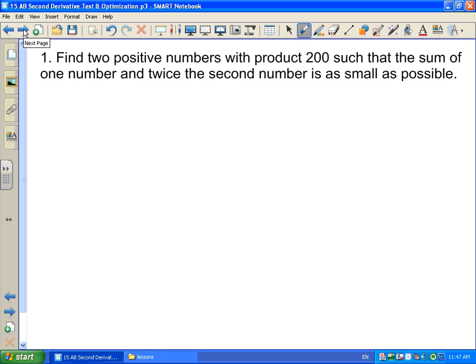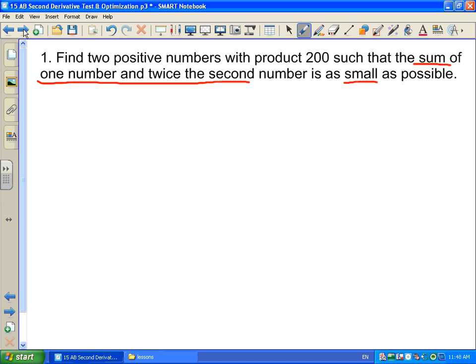Okay, example number 1. We want to find two positive numbers with product 200 such that the sum of one number and twice the second number is as small as possible. Okay? The first thing I like to do in questions like this is ask myself, what are we trying to optimize here? What are we trying to make as big as possible or small as possible? And the thing that we're trying to optimize here is the sum of one number and twice the second. Okay? And we want to make it as small as possible.